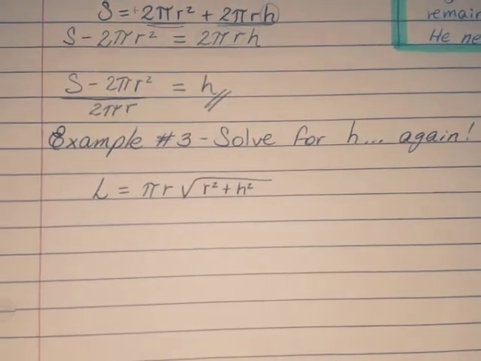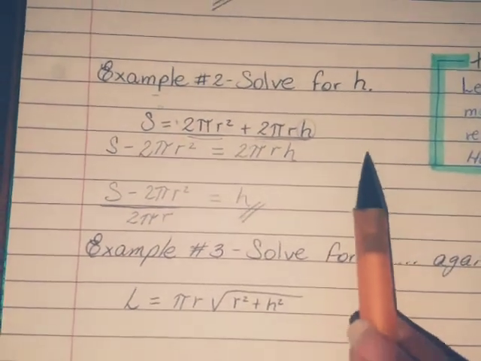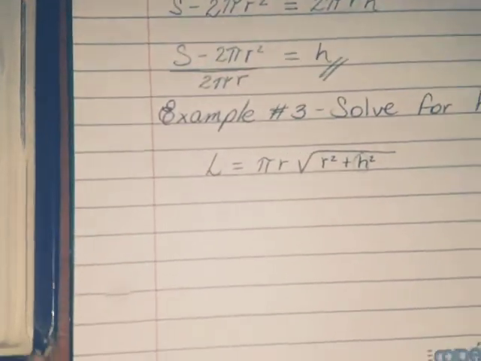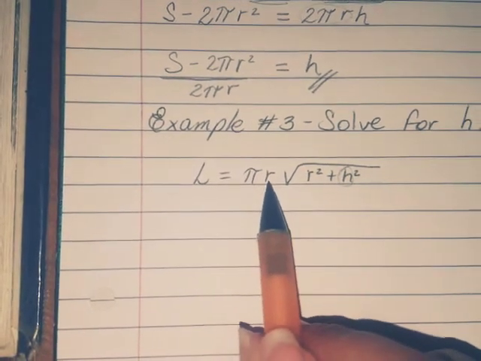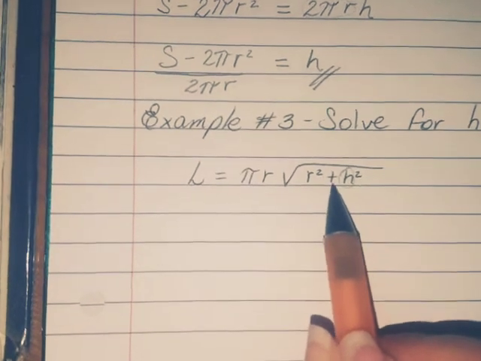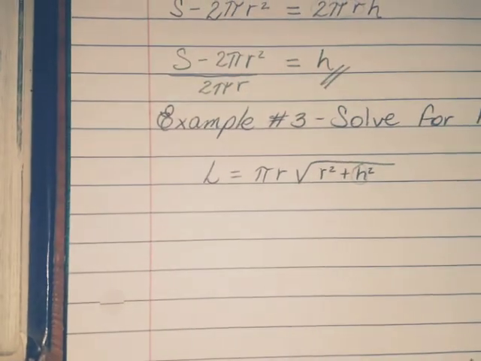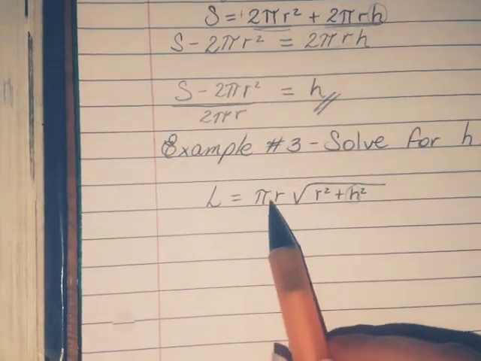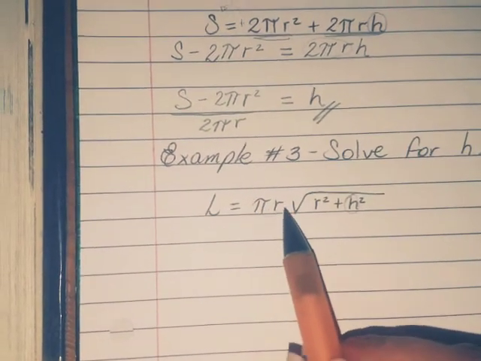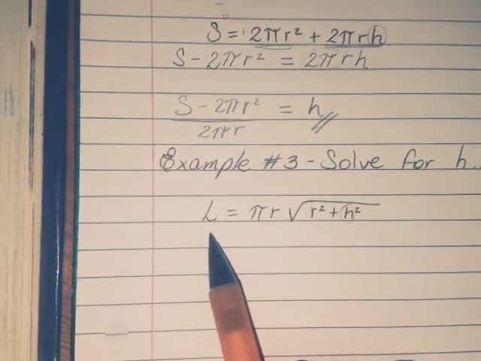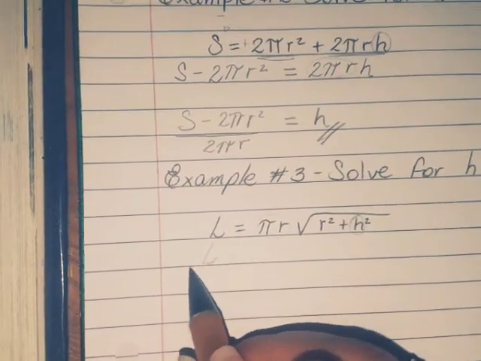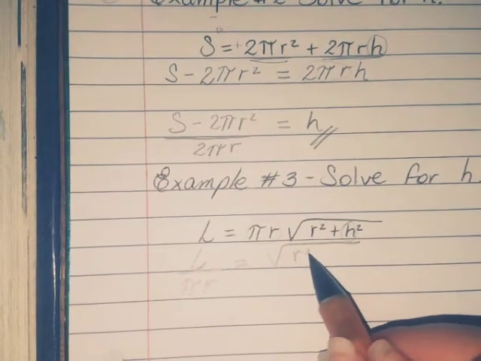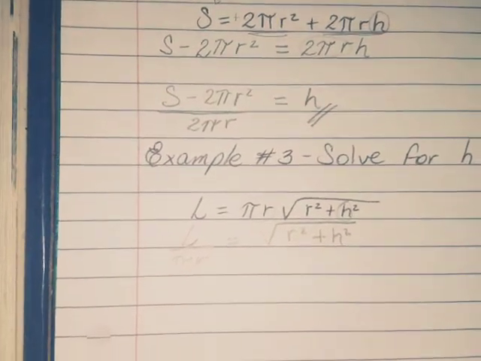Third and last example, it says solve for h, again, because we were isolating h in the previous example. So let's see, where is h? Oh my God, it's here. L equals pi times r times the square root of r to the second power plus h to the second power. So I'm going to begin getting rid of the factors that are outside of the root, multiplying it. Pi times r is multiplying the entire root, so I'm going to bring them to the other side of the equation, dividing. So L divided by pi times r equals the square root of r to the second power plus h to the second power. Okay, we're getting there.